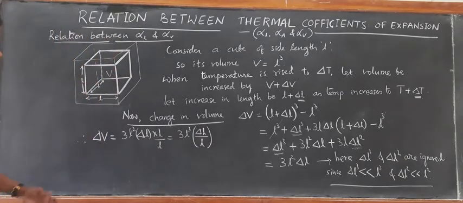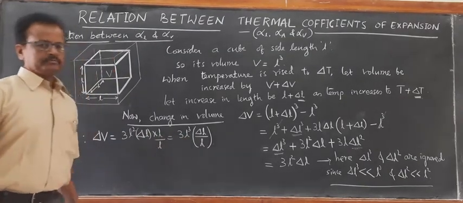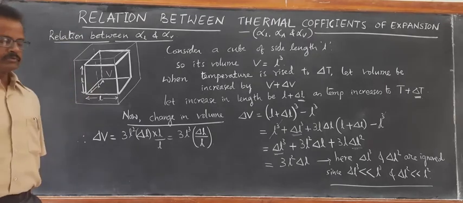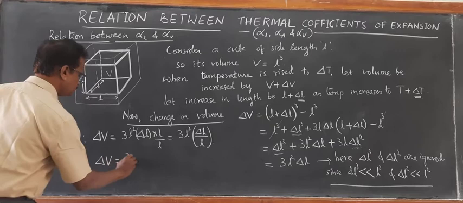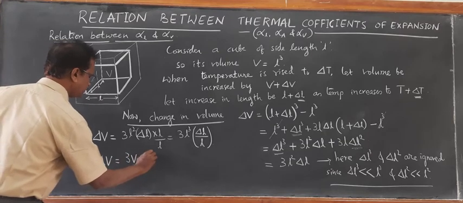Now we know what is L cube. L cube is nothing but volume. So thus delta V becomes equal to 3V delta L by L.